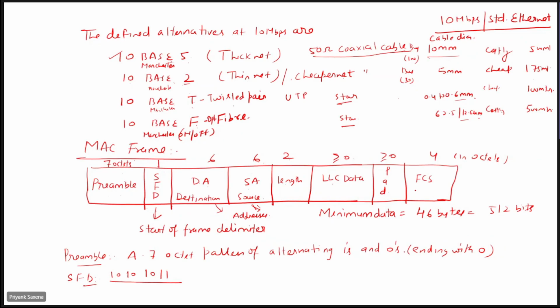Okay. So out of that, 18 bytes are used here for overhead: destination address, source address, length, FCS. Okay, 6 plus 6, 12 plus 2, 14 plus 4, 18. So out of that 64, the minimum data should be 46 bytes. So if a station is sending data which is less than 46 bytes, padding is done to complete this minimum frame size limit of 46 bytes, right?